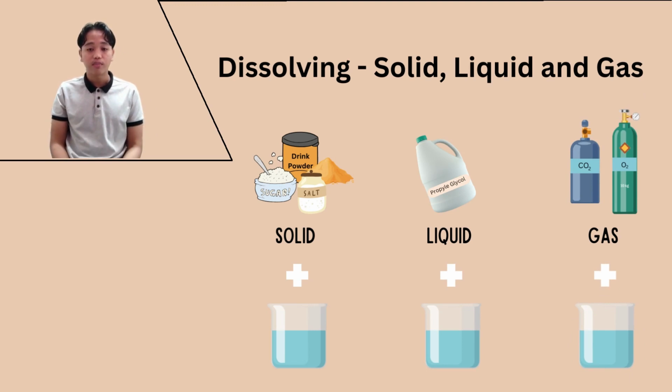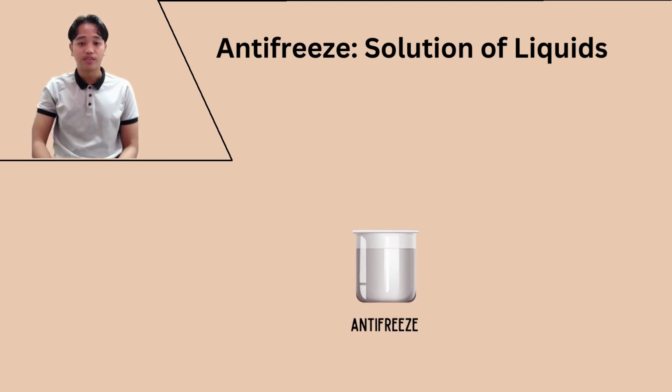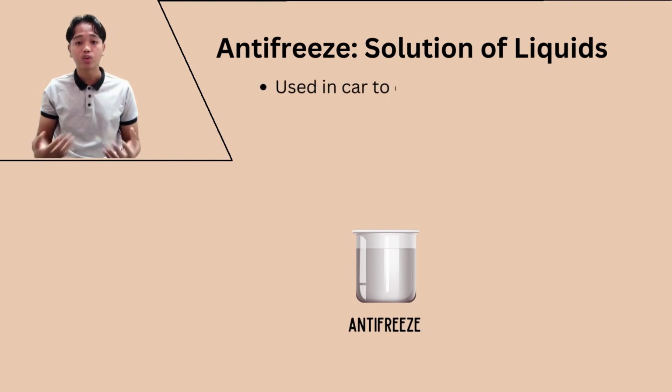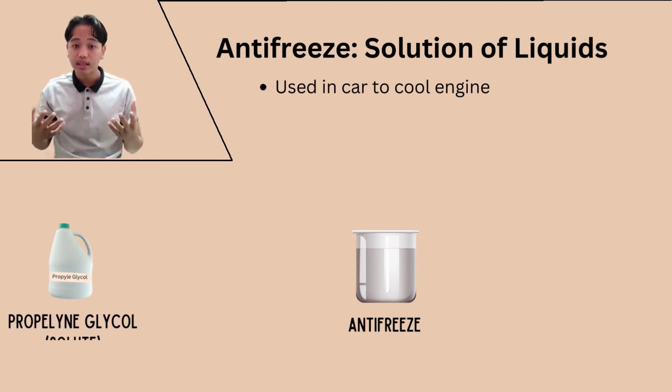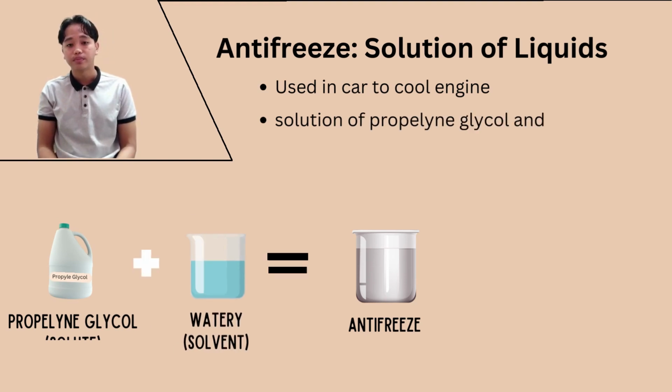Now, let's look at an example of some of these other solutions. Here is an example where we make a solution by mixing two liquids. This is antifreeze, which is used in a car to help cool down the engine. Antifreeze is made by taking propylene glycol, which is a thick, clear, viscous liquid, and mixing it with water.